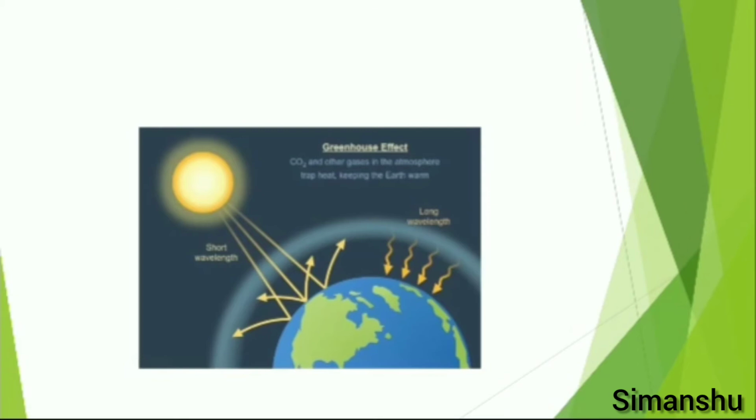So once the infrared radiation is absorbed by our Earth's atmosphere, it is not able to move out. Okay, this is the greenhouse effect. Actually, it is useful for us. Why? Because it helps in maintaining the proper warmth at night, which is needed for the existence of life on Earth.